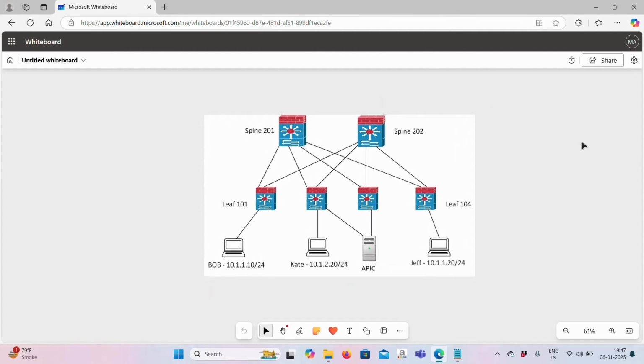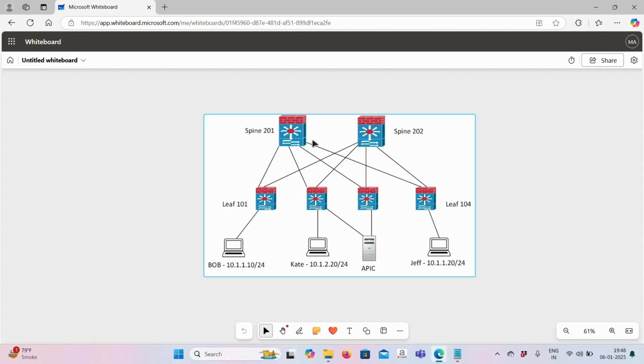So endpoint learning is basically done with the help of the COOP protocol. The job of the COOP protocol is the endpoint learning. The leaf switches and the spine switches which we have in the ACI network are running the COOP protocol.